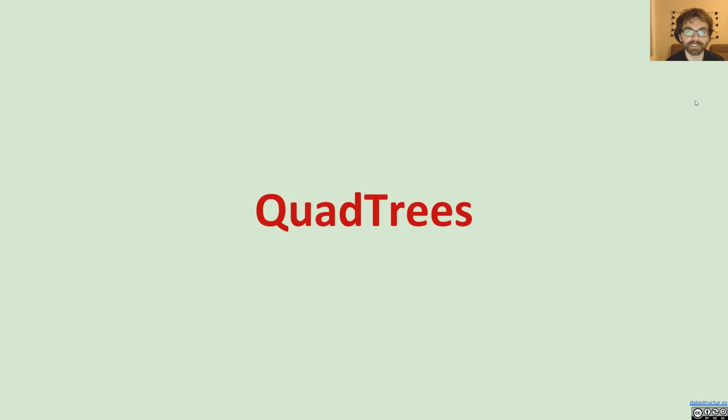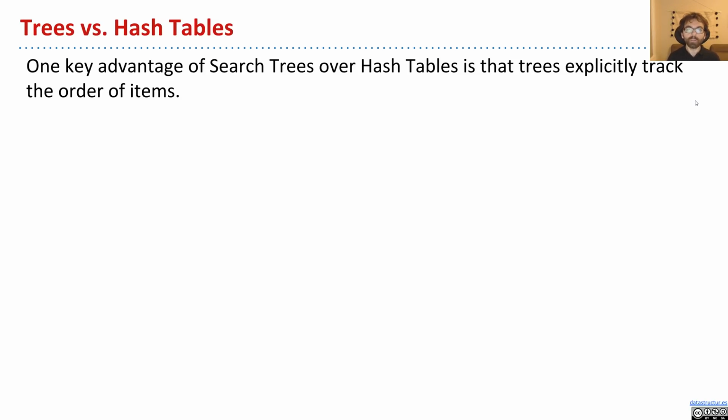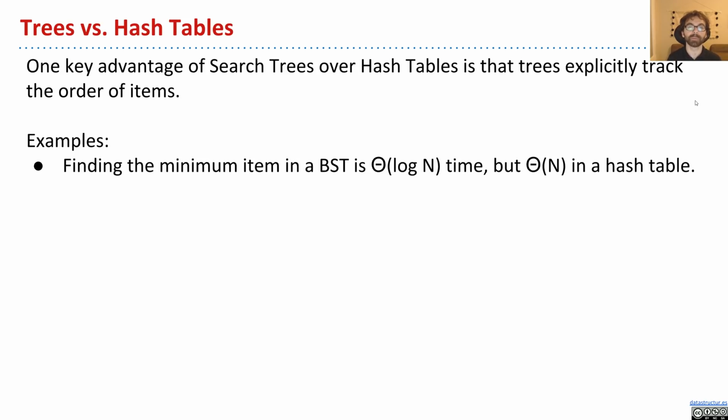We've seen the analogy to the hash table in 2 dimensions, so now let's talk about the tree equivalent. Recall that one of the big advantages of search trees over hash tables is that they explicitly track the order of items. Now we never really leverage this to any great degree, but it allows us to do a bunch of things. Like for example, if I wanted to find the minimum item in a binary search tree, it would take theta log n time.